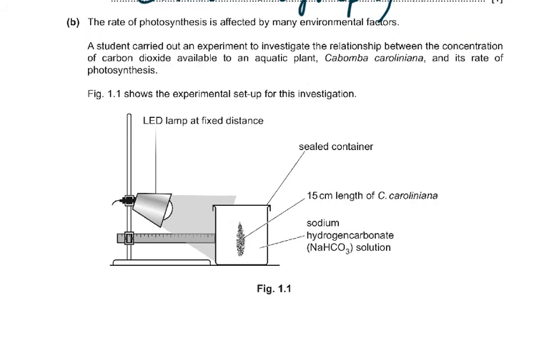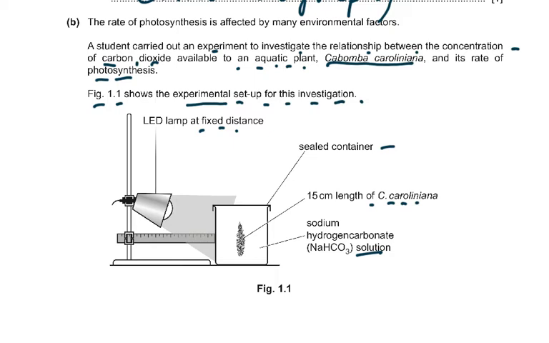It says the rate of photosynthesis is affected by many environmental factors. A student carried out an experiment to investigate the relationship between the concentration of carbon dioxide available to an aquatic plant and its rate of photosynthesis. Figure 1.1 shows the experimental setup for this investigation. LED lamp at a fixed distance, sealed container, 15 centimeter length of the aquatic plant, and you have sodium hydrogen carbonate solution. So you have a liquid inside this.